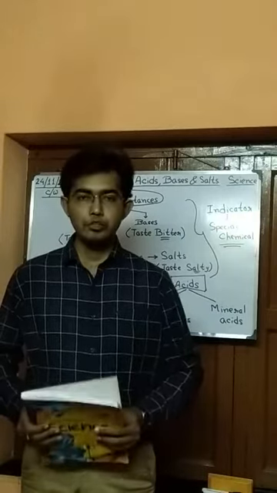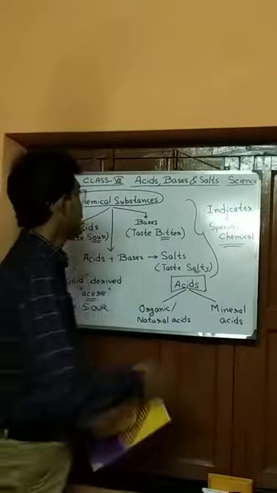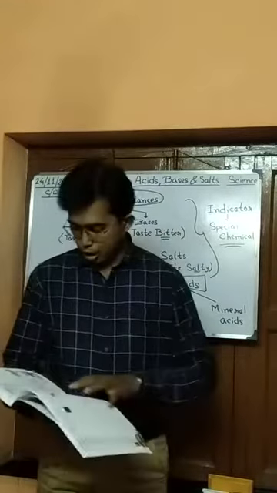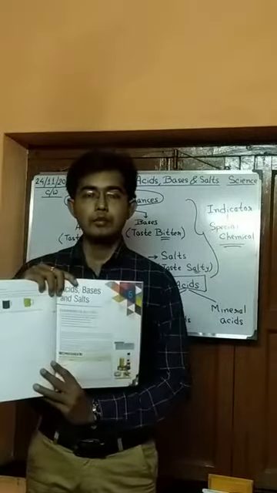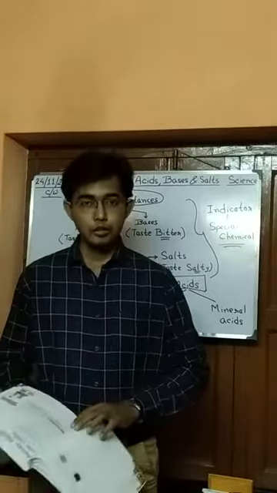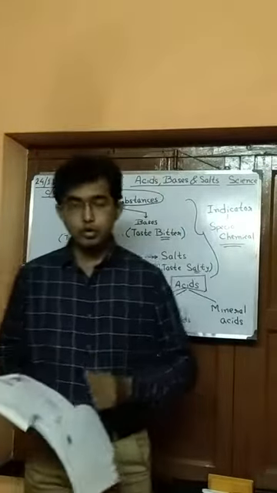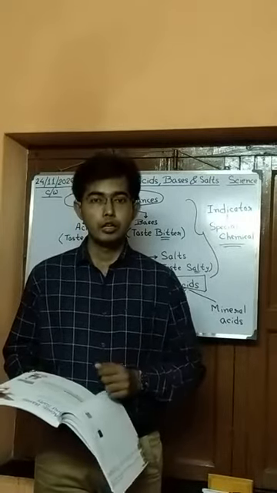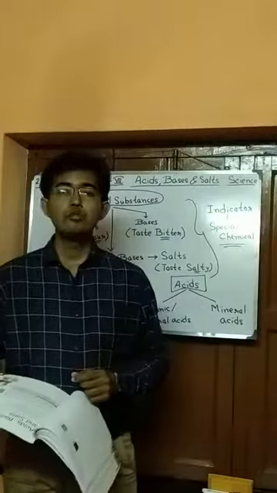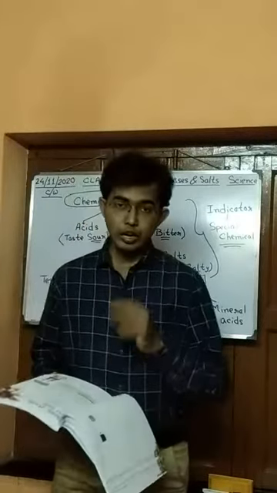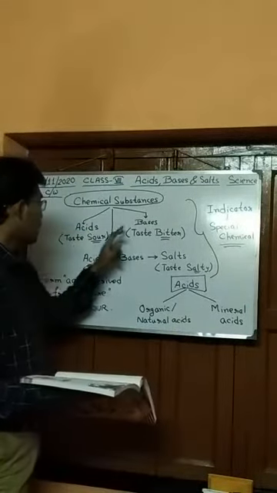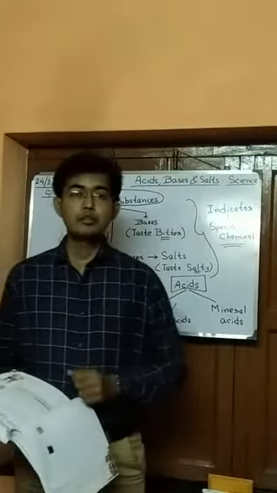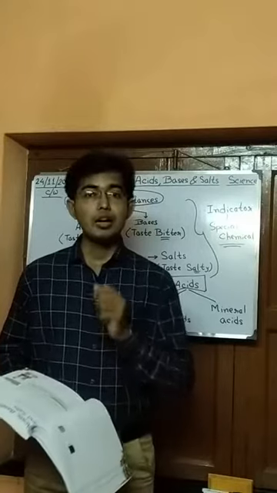So we will start a new chapter in science, which is acids, bases and salts. Take out page number 71, which is chapter number 5, acids, bases and salts. Students, there are some common substances which are related to each other, and we often use them in our day-to-day lives. They are classified into acids and bases. So how will we figure out which substances are acids and which are bases?